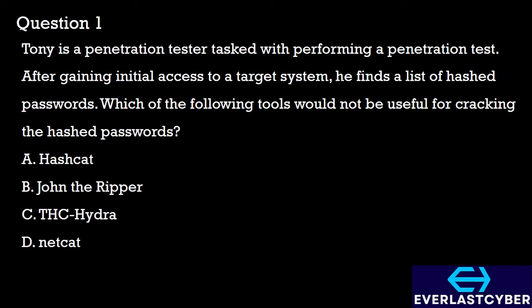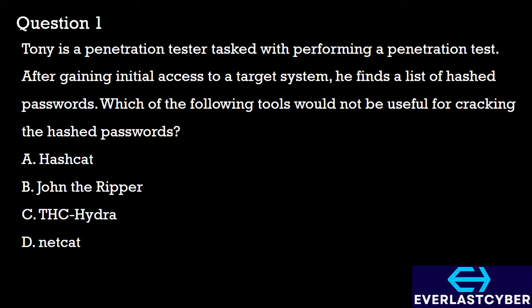Hashcat is a very popular password cracking tool that is specially designed to crack hashed passwords. It supports a wide range of hashing algorithms and it is highly effective in brute force attacks or using word lists to crack passwords. John the Ripper is also a well-known password cracking tool that is used for cracking hashed passwords. It supports various hash algorithms and it can be used in a similar way to Hashcat to attempt to crack password hashes.